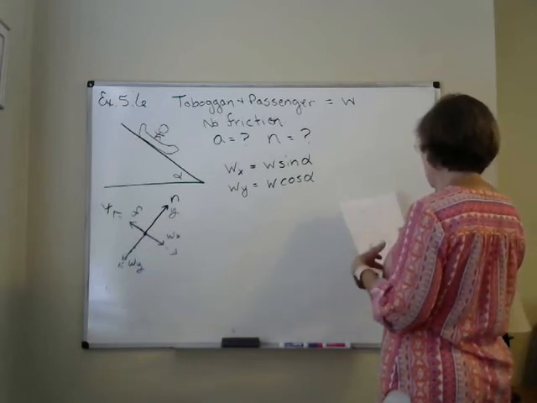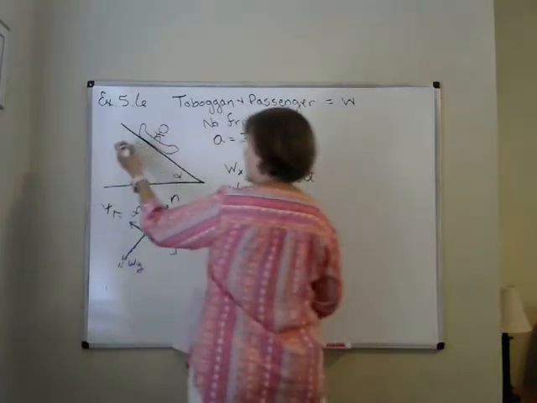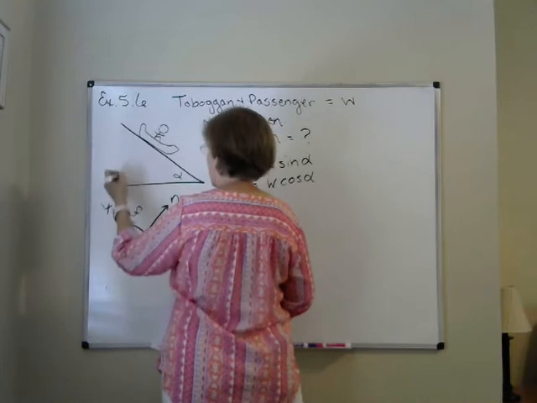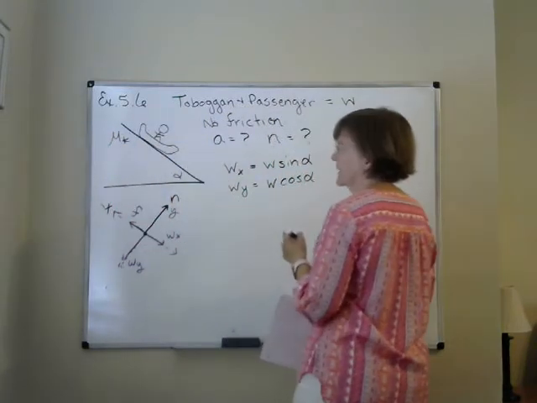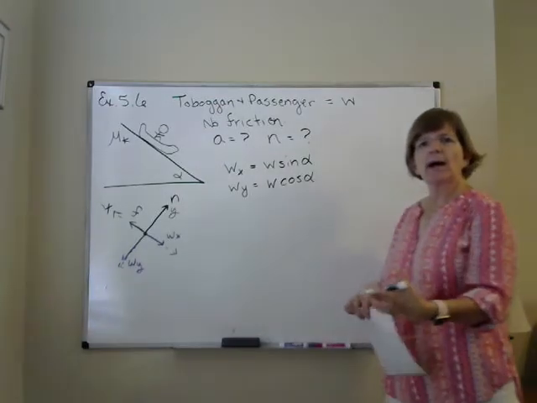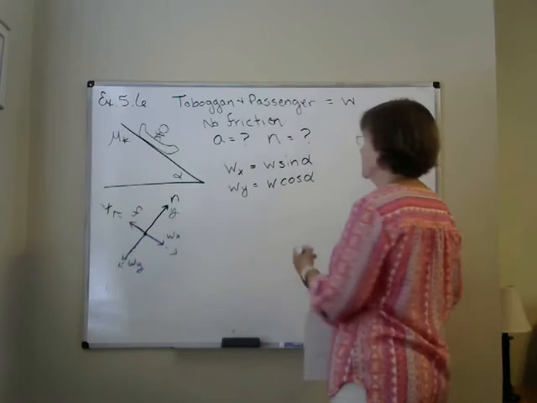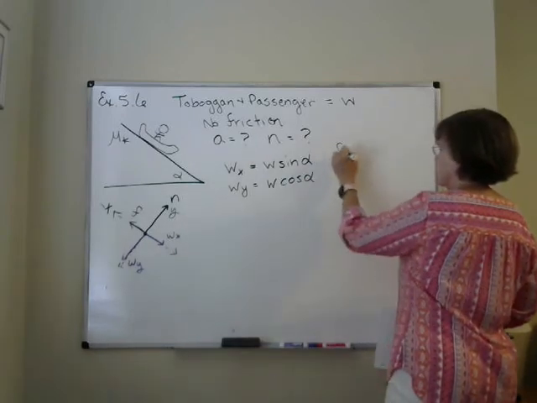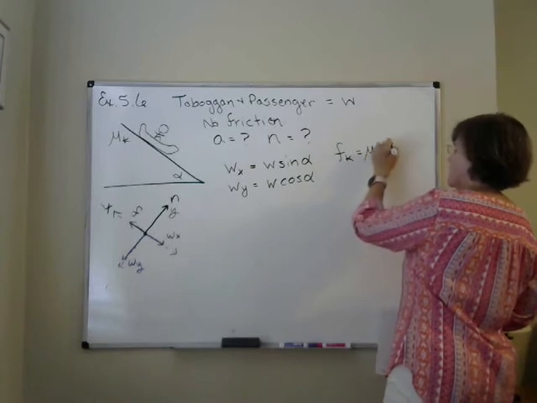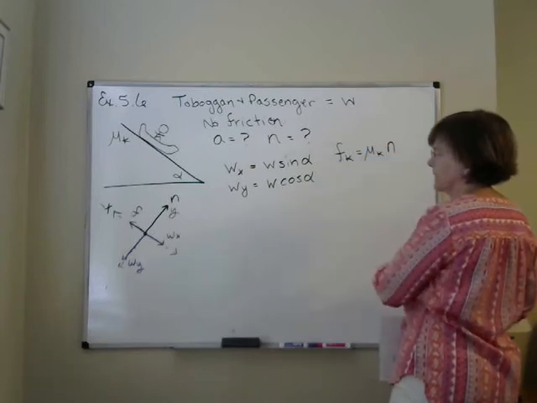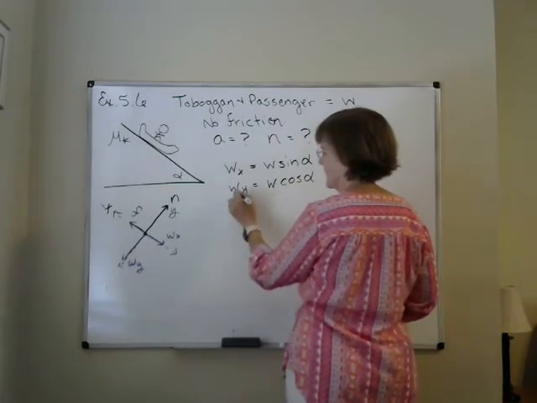They want us to find this. They tell us for this problem that we have a coefficient of friction that we're going to call mu k. So this relationship between the hill, it's not perfectly smooth ice, there is some friction. So our frictional force is mu k times the normal force. But I already know that the normal force is the same as Wy.